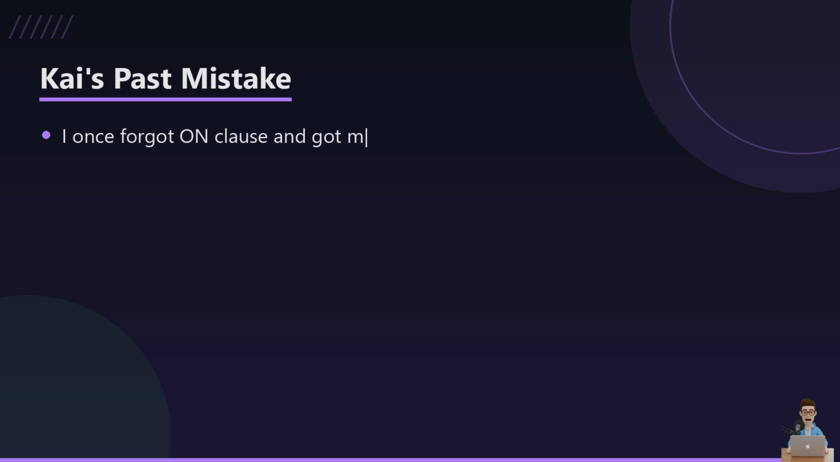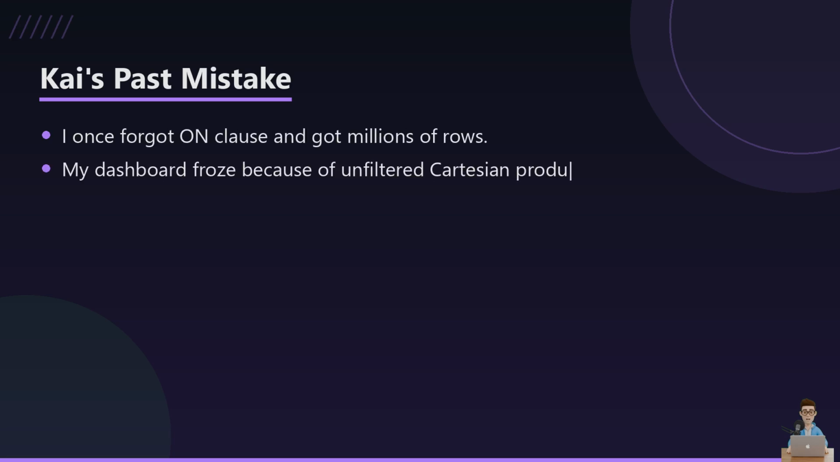I messed up a big report by running a cross join on two tables with 10,000 rows each. My browser crashed trying to render a 100 million row grid without any filters. I learned that you must always add a condition or limit after the join happens.